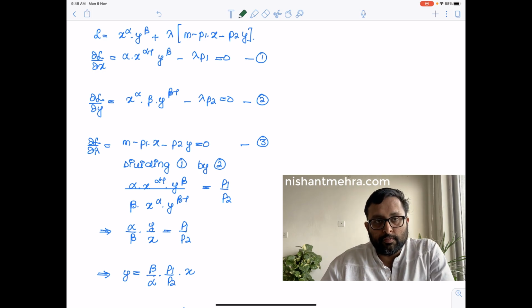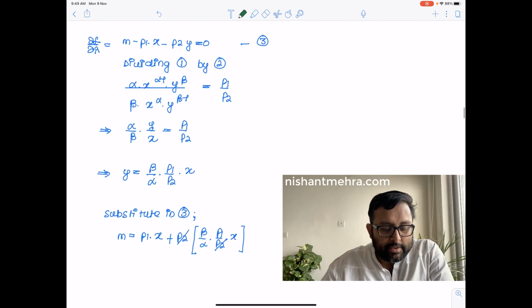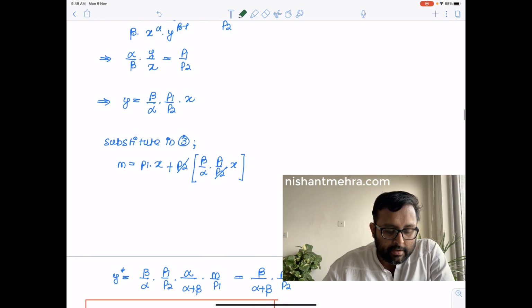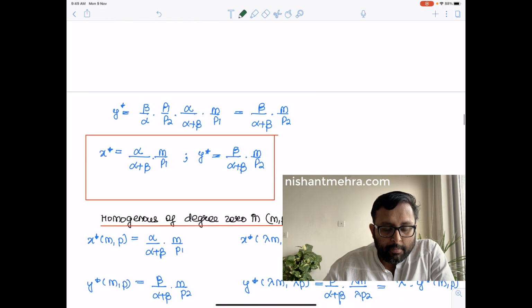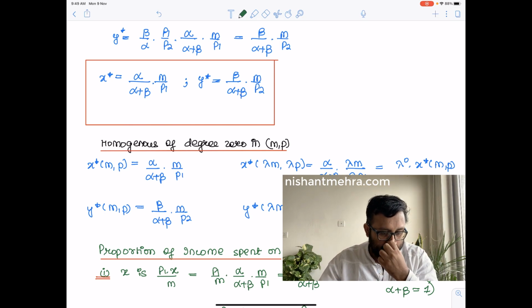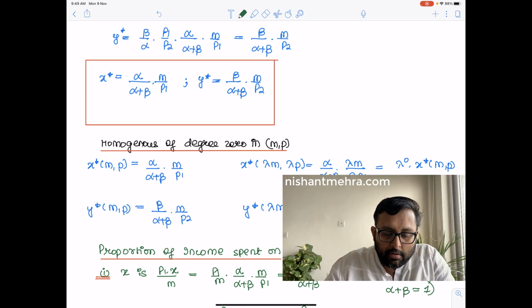And you divide equation 1 by 2, and what you will be getting is this, guys. Most of you can do this. Once you get this y, you'll be substituting it back into the third equation, which is your constraint. And you'll be getting the value for y star, which is beta upon alpha plus beta, m by p2. Similarly, the moment you have y star, you can find the value for x star, which is alpha upon alpha plus beta, m by p1.